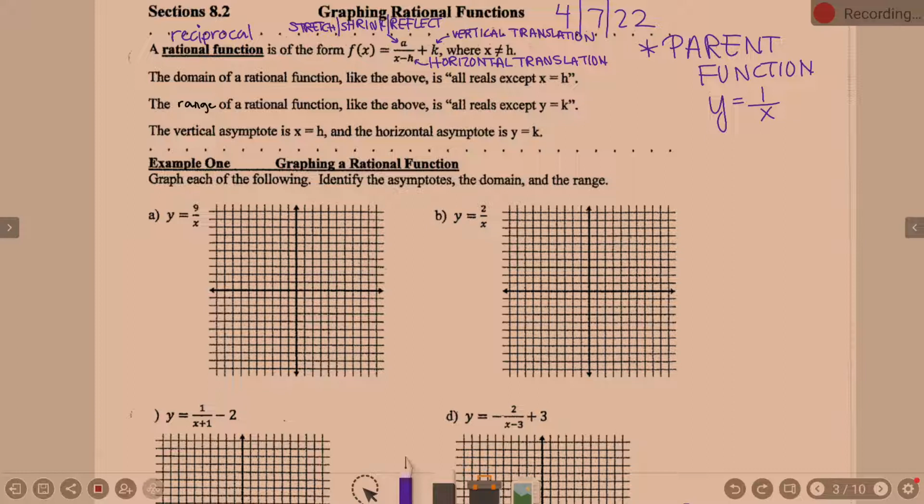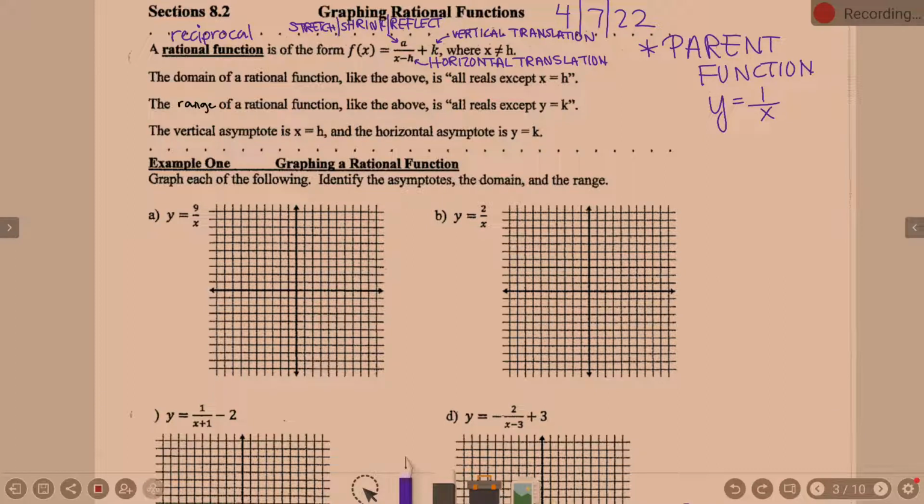In order to graph Y equals 9 over X, notice this is a pretty basic equation version of this, isn't it? There's no numbers added or subtracted. So that means this graph does not move left or right. This graph does not move up or down. But it does have a 9.